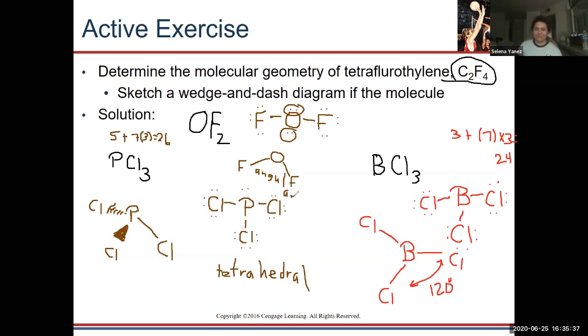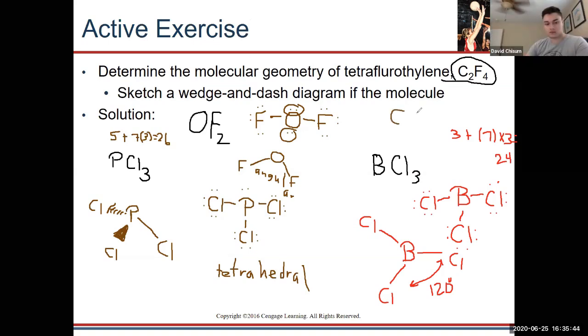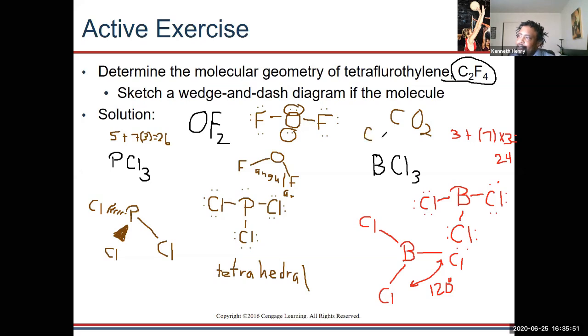If I do this one here, I'll show you real quick. That guy's going to be linear, because it doesn't have any lone pair on the center atom. Cool? I'll get there.